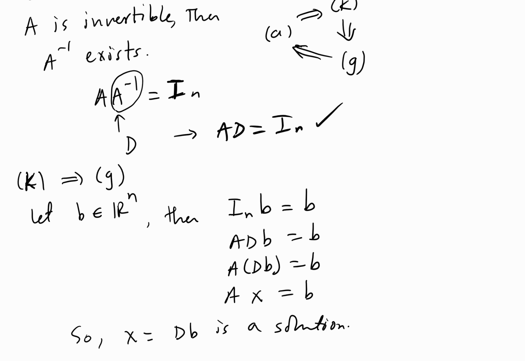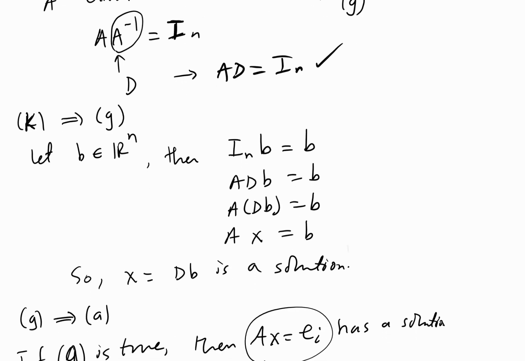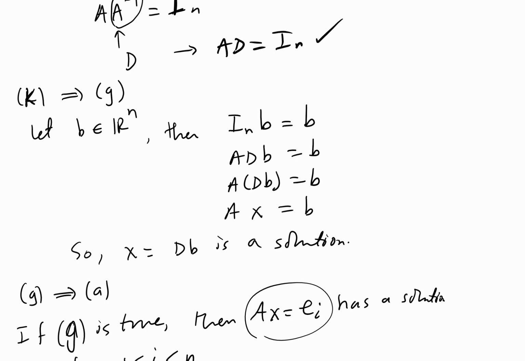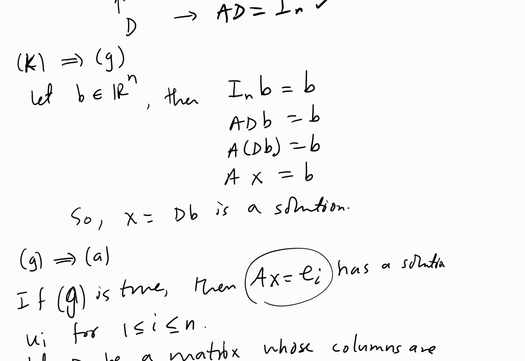So we proved A implies K, K implies G. And now we need to prove G implies A. It means if AX equals B is consistent, then A is invertible. So I want to prove G implies A. How do you prove that? Assume G is true. This means the equation AX equals E_i, or whatever you want to call it, has a solution. Call it U_i, where i goes from 1 to n.